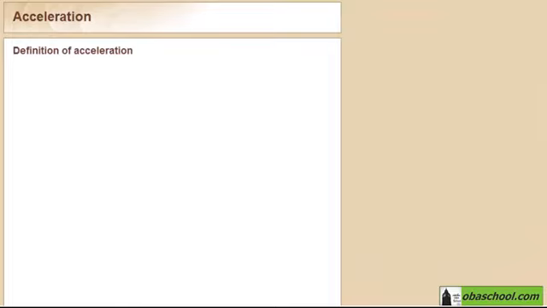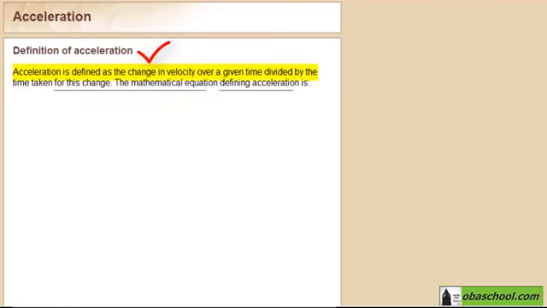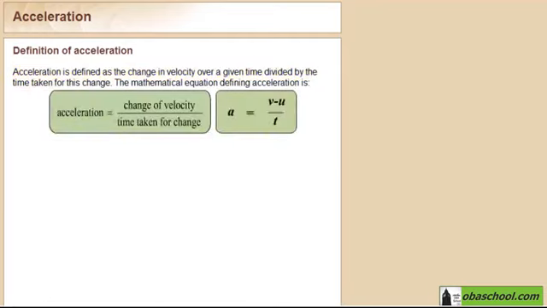Hello. In this presentation, we're going to look over the definition of acceleration. Acceleration, as you know, is defined as the change in velocity over a given time divided by the time taken for this change. The mathematical equation defining acceleration is: acceleration is equal to the change of velocity divided by the time taken for this change.